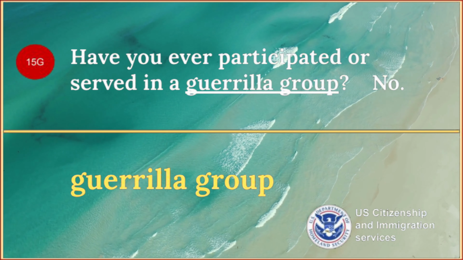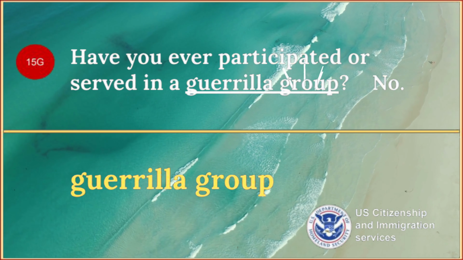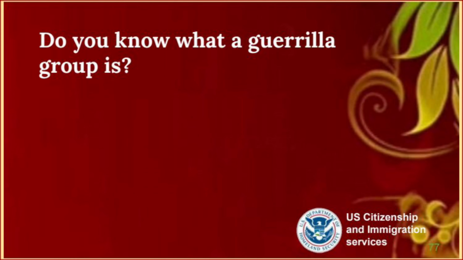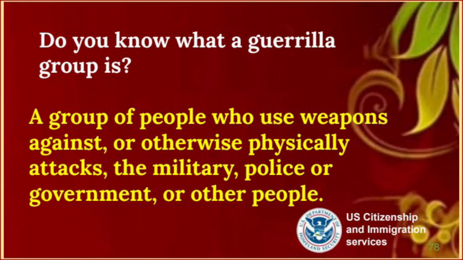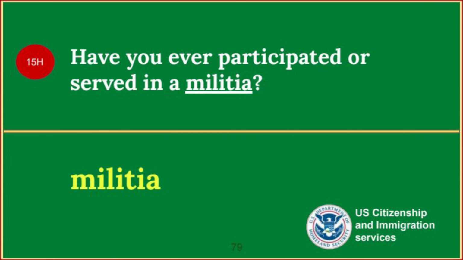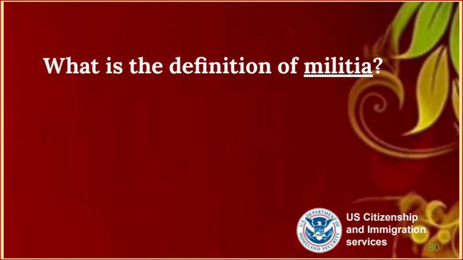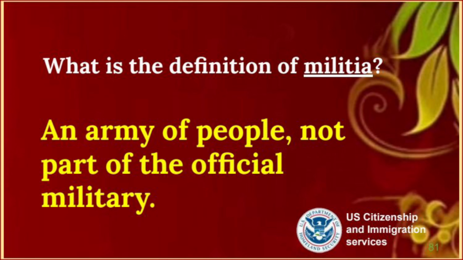Guerrilla group. Do you know what a guerrilla group is? A group of people who use weapons against, or otherwise physically attacks, the military, police, or government, or other people. Militia. What is the definition of militia? An army of people not part of the official military.